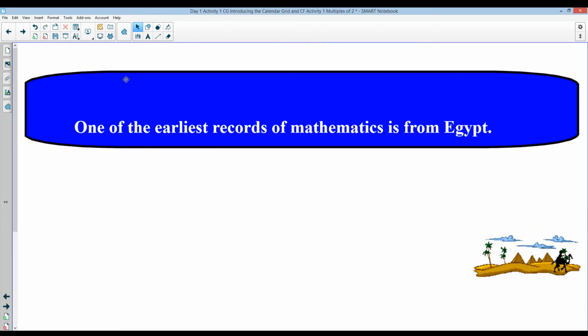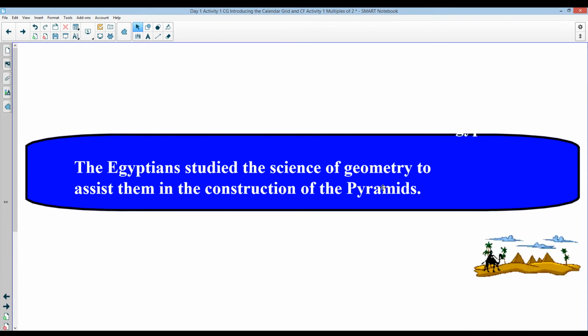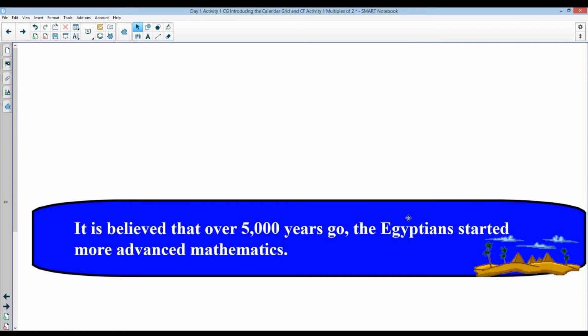So again, one of the earliest ones they used was geometry, which is of course shapes and measurements and angles to help build the pyramid. And then about 5,000 years ago, they got even more advanced. So that's a long time ago. So this is some of the foundation, or the start, that we know of mathematics.